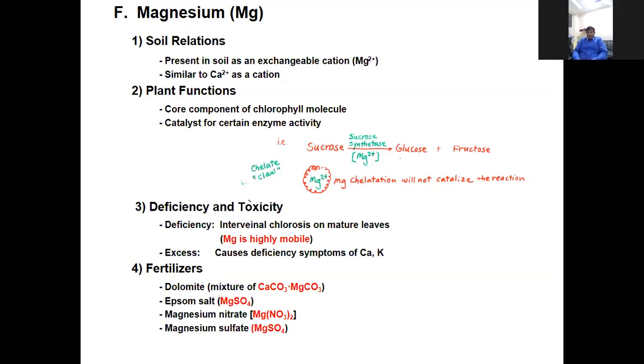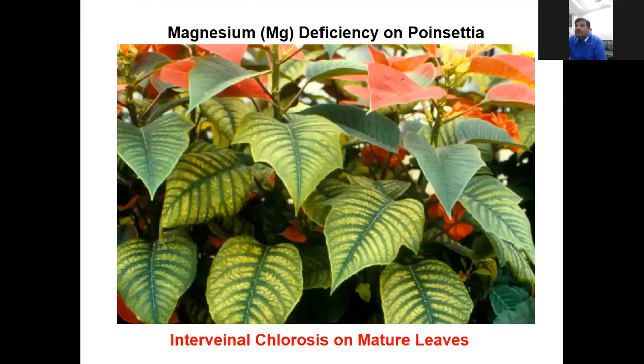For correction of deficiency, we add certain fertilizers known as dolomite, that is calcium CaCO3 and MgCO3 twice, that is dolomite. Some salts known as MgSO4, then magnesium nitrate and magnesium sulfate. These are the deficiency symptoms of magnesium. Interveinal chlorosis on mature leaves. Deficiency symptoms appear on mature leaves or older leaves.